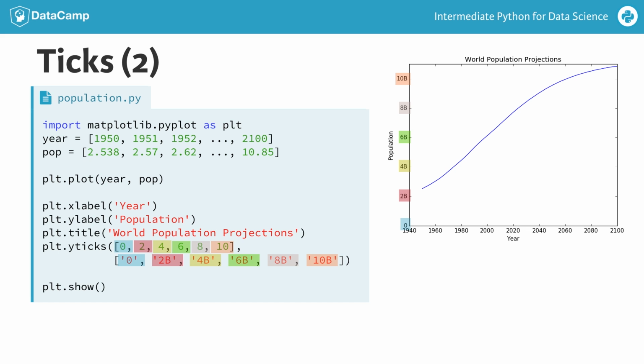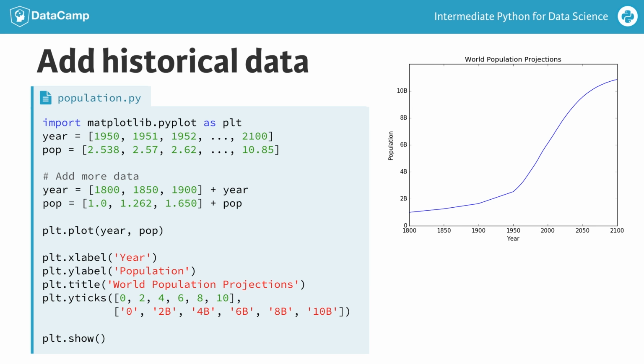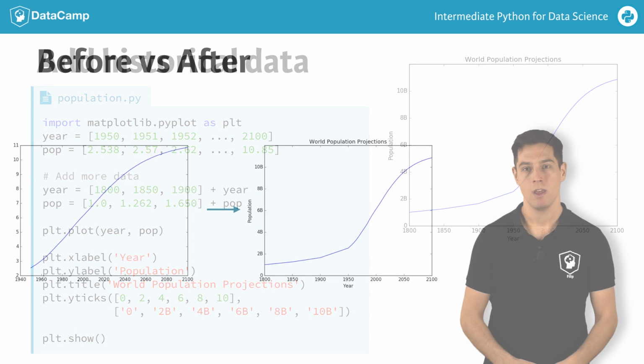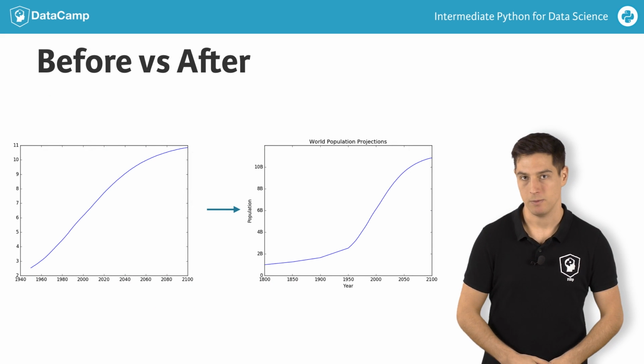Awesome. Finally, let's add some more historical data to accentuate the population explosion in the last 60 years. On Wikipedia, I found the world population data for the years 1800, 1850 and 1900. I can write them in list form and append them to the pop and year lists with the plus sign. If I now run the script once more, 3 data points are added to the graph, giving a more complete picture. Now that's how we turn an average line plot into a visual that has a clear story to tell.